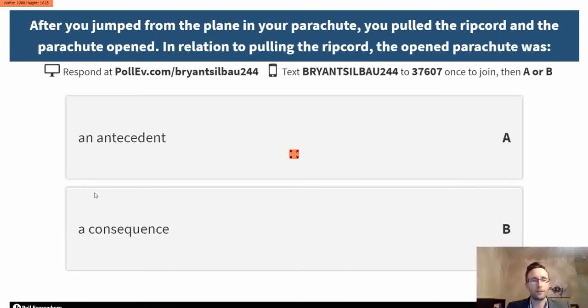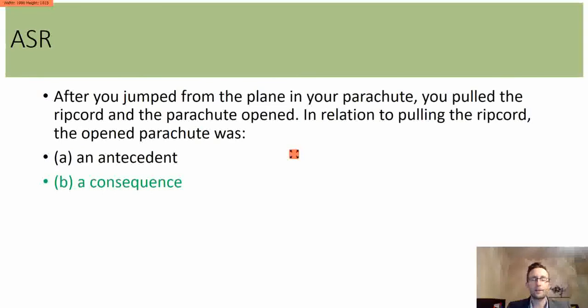A couple more seconds. Alright, and the answer is B, a consequence. After you jumped from the plane in your parachute, you pulled the ripcord, the parachute opened. So it's asking you in relation to pulling the ripcord. That's the behavior, not jumping from the plane, but pulling the ripcord. And it says the opened parachute. Well, that was a result of pulling the ripcord, so we would call that a consequence.